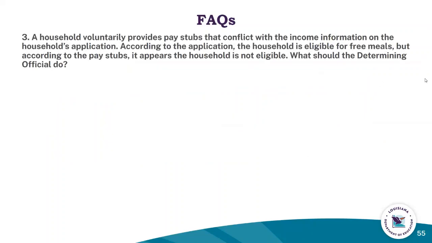A household voluntarily provides pay stubs that conflict with the income information on the household's application. According to the application, the household is eligible for free meals, but according to the pay stubs, it appears the household is not eligible. What should the determining official do?